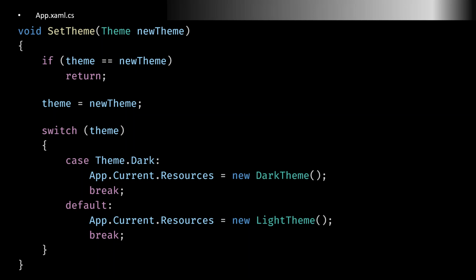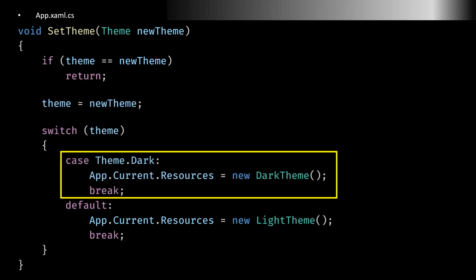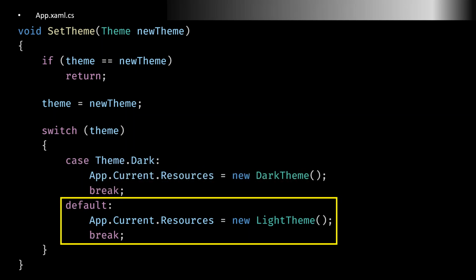So in our app.xaml.cs, we're going to have a method called setTheme. This will get called when we change the theme. And let's see, if we pass in a theme and it's the current theme, obviously we do nothing. Then we set our little variable for watching things to it, and then we do a switch. So if we go from light to dark, we set app.currentResources to a new instance of dark theme, or we set it to a new instance of the light theme.